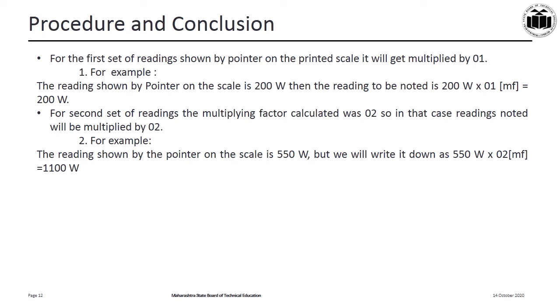Thus, if the reading shown by the pointer on the scale is 200 watt, then the reading to be noted is 200 watt into 1, which is the multiplying factor, equal to 200 in case 1. And for the second case, where the multiplying factor calculated is 2, if the reading shown by the pointer on the scale is suppose 550 watt, the user will write it down as 550 watt multiplied by 2, equal to 1100 watt.